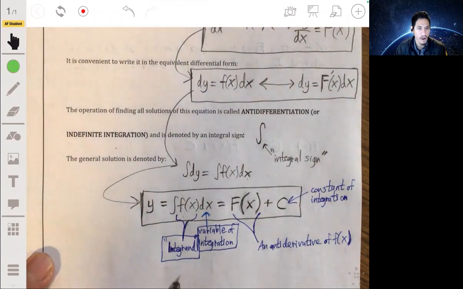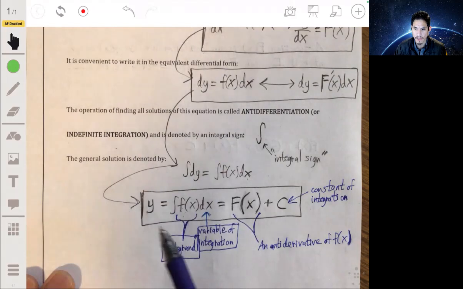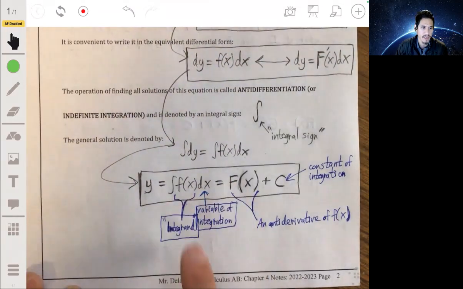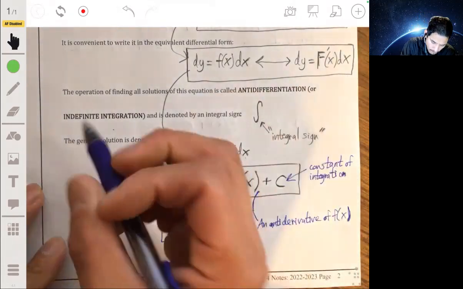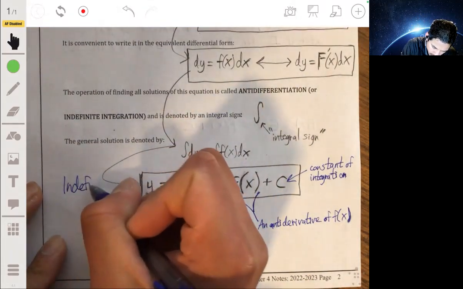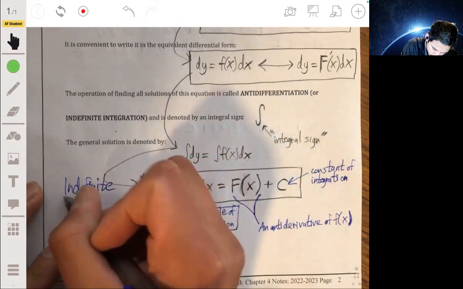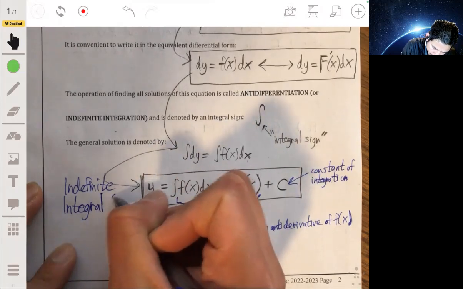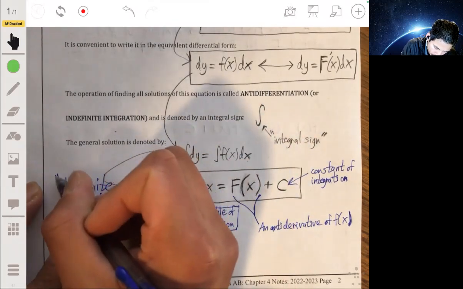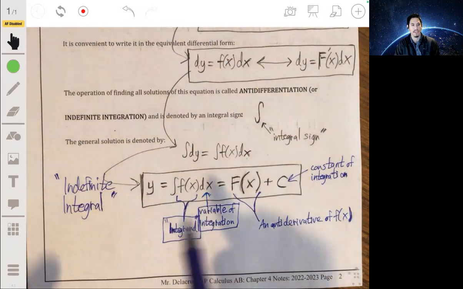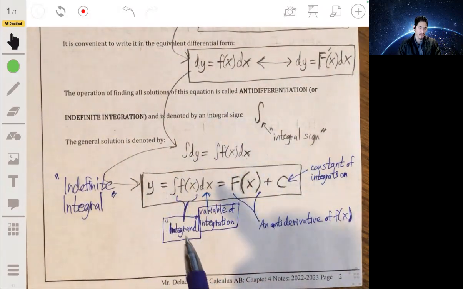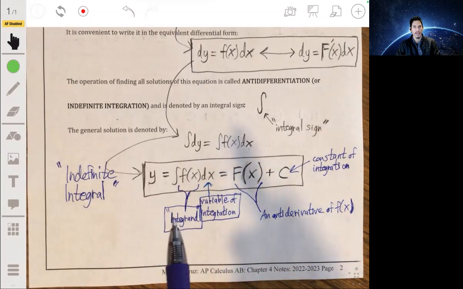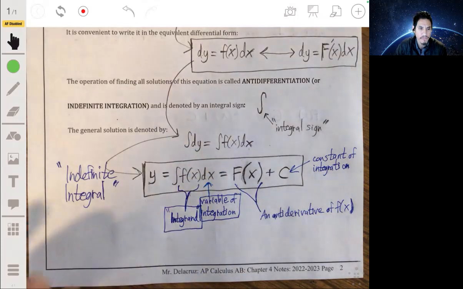All right, so now this is going to be the new expression that we're going to be working with. This is called an indefinite integral in general. Later, we're going to learn about definite integrals, very similar to this, but for now, we're going to be working with indefinite integrals.